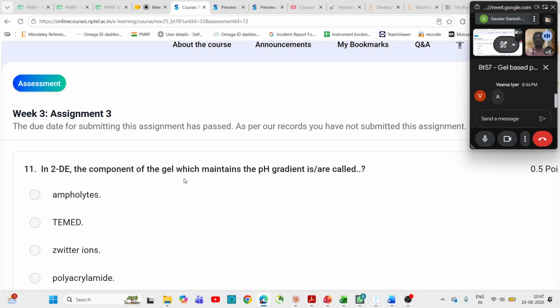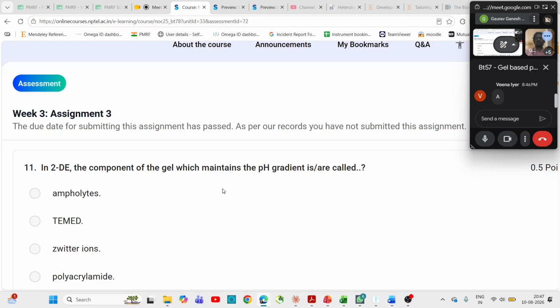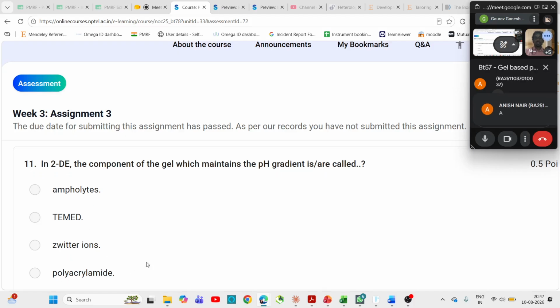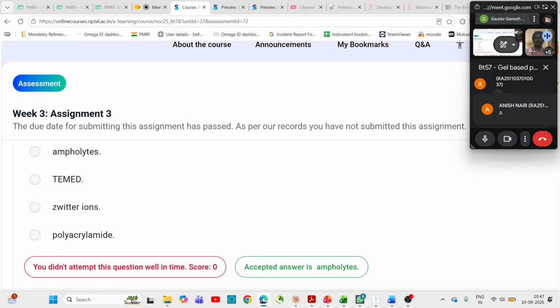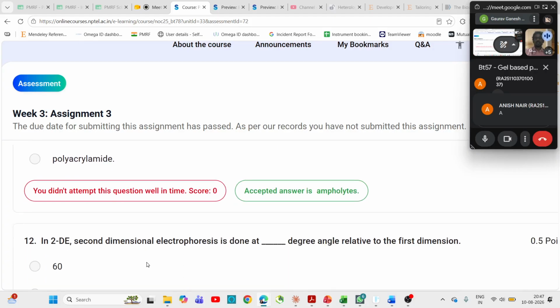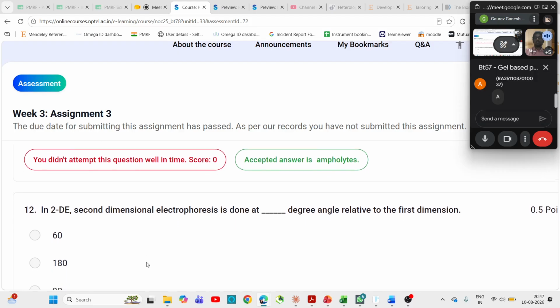In 2DE, the component of the gel which maintains the pH gradient is called what? If you know it, you know it, but we didn't do it in the lecture though. The one which maintains the pH gradient is ampholytes, the way by which those pH strips are made.